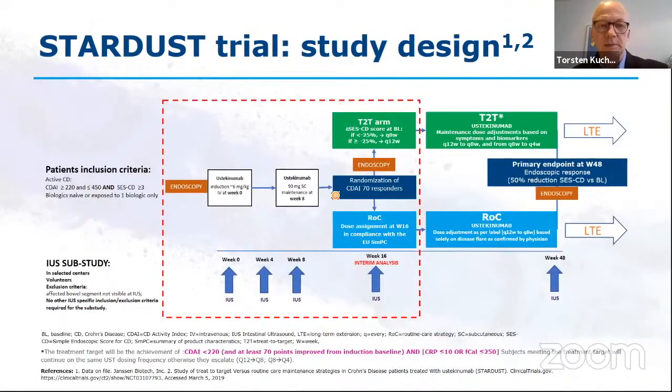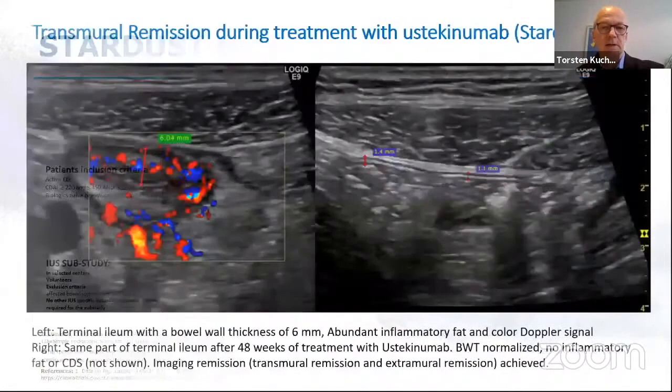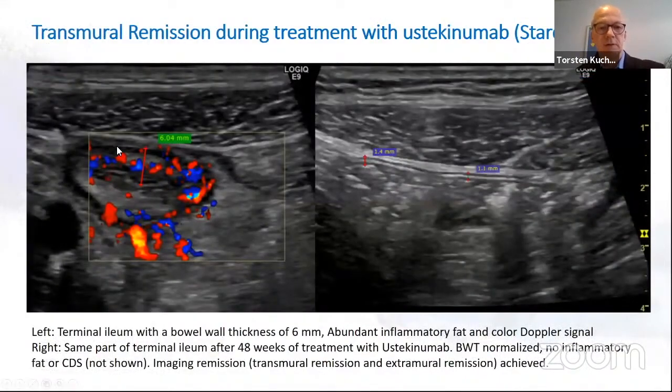We did a similar approach in the STARDUST trial, which has recently been published at UEGW, a trial where ustekinumab has been used to treat patients. And after 16 weeks, they went into a treat-to-target arm. We did a substudy in these patients and did, with central reading, intestinal ultrasound at week 0, week 4, week 8, week 16, and week 48 to determine the transmural response. This is an example here for a patient who has marked ileal disease here, vascularization, bowel wall thickness. This is after 48 weeks.